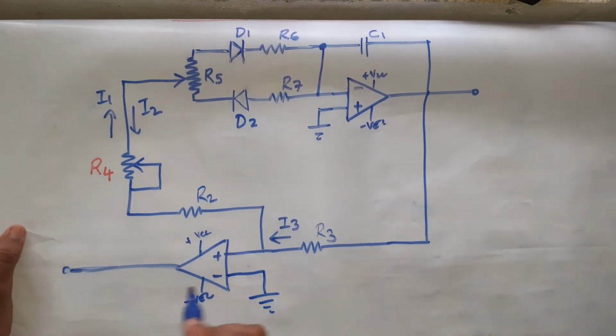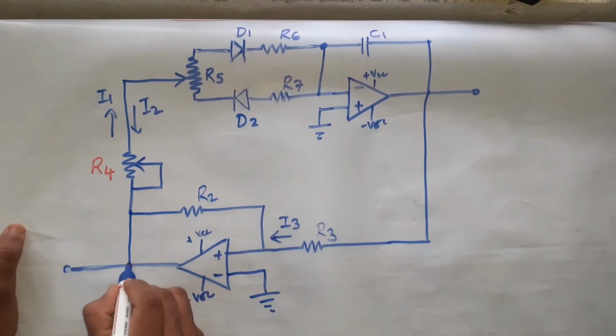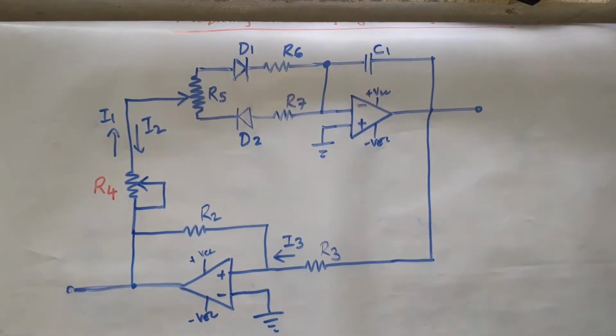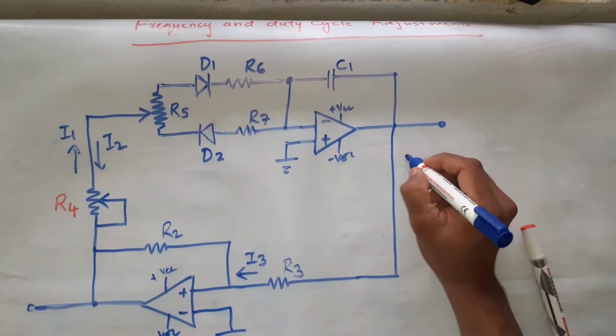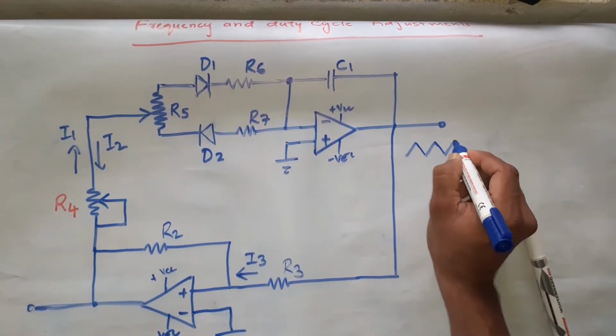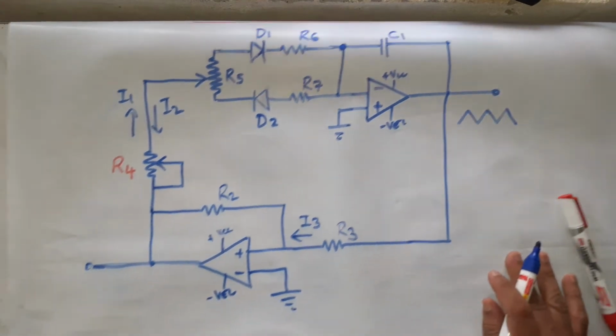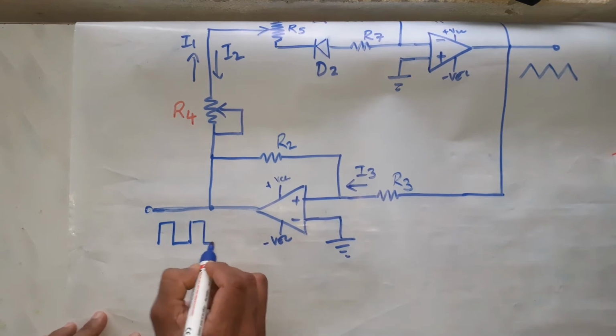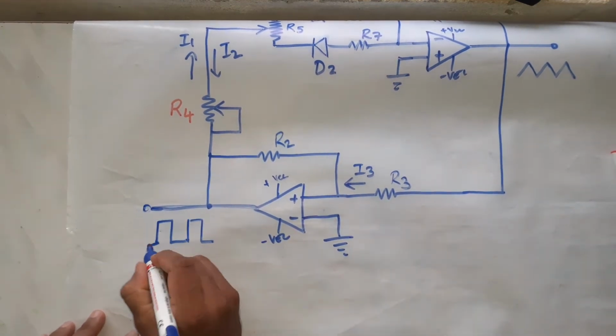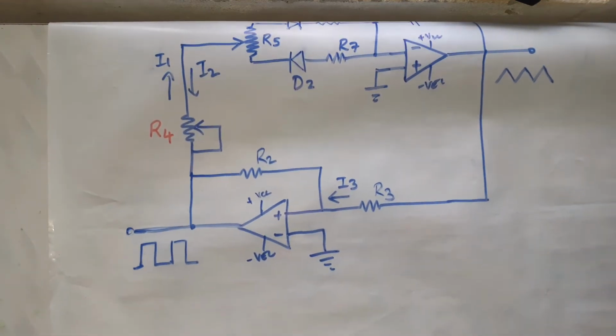What else is remaining? Yes, this part. Okay, this is the modification. This is producing the triangular wave. And here it is producing the square wave, the rectangular wave. Fine. This is your Schmitt trigger.